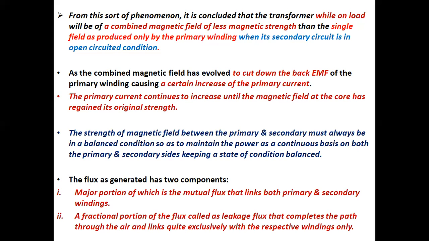The flux as generated has two components. One, a major portion of which is the mutual flux that links both primary and secondary windings. Number two, a fractional portion of the flux called leakage flux that completes its path through the air and links quite exclusively with the respective windings only.